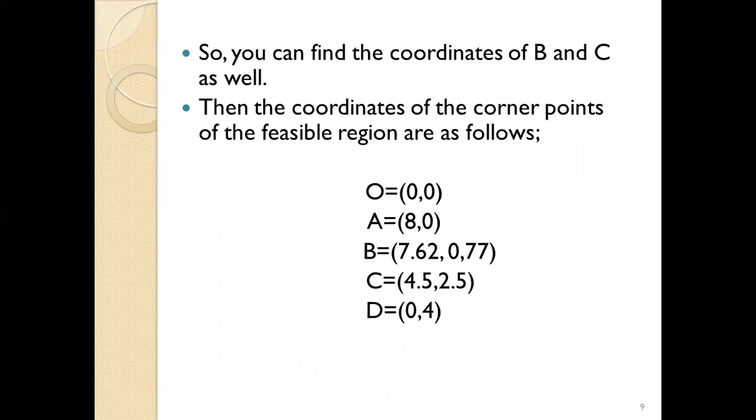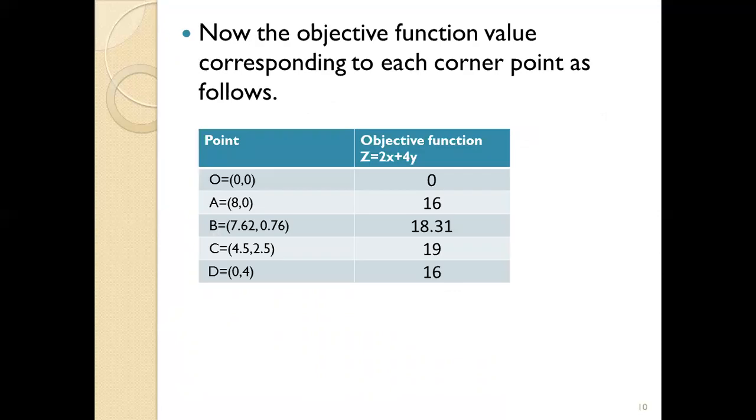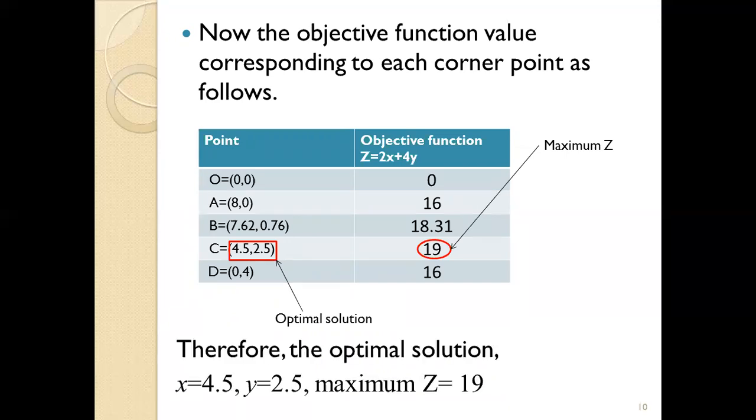Now find the objective function values corresponding to each point by substituting the coordinates in the objective function, that is 2x plus 4y. This table shows the objective function values for each point. We can see that the maximum value is 19 and the coordinates corresponding to that value give the optimal solution. That means the optimal solution is x equals 4.5 and y equals 2.5. Maximum z is 19. So that concludes the solution.